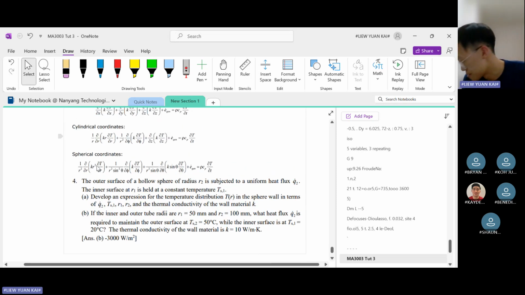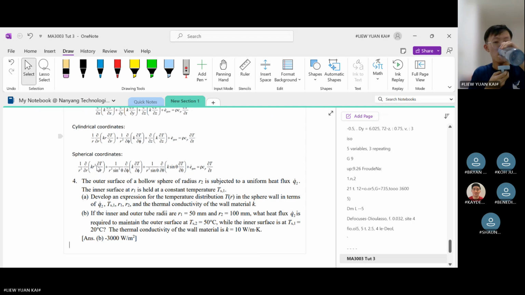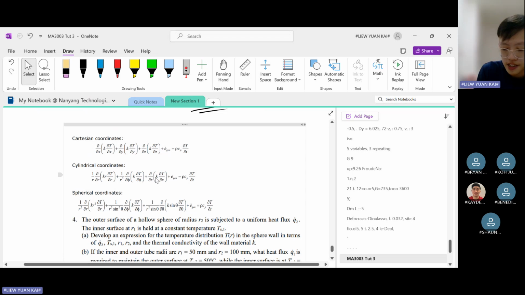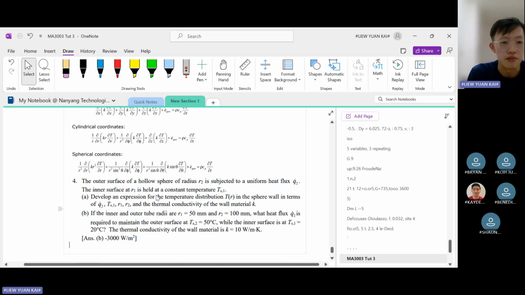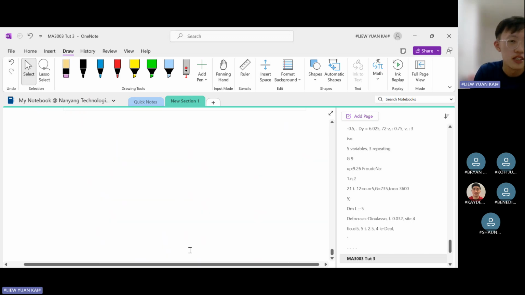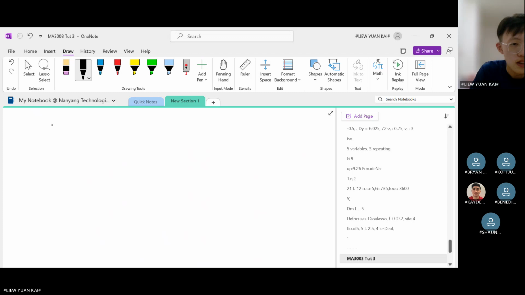Okay, this is an important question. This kind of question is called heat conduction problems. They're basically differential equation problems. Now let's read the problem. The outer surface of a hollow sphere. Okay, you know what? Let's forget about this question first. Let us see how we approach a heat conduction problem.